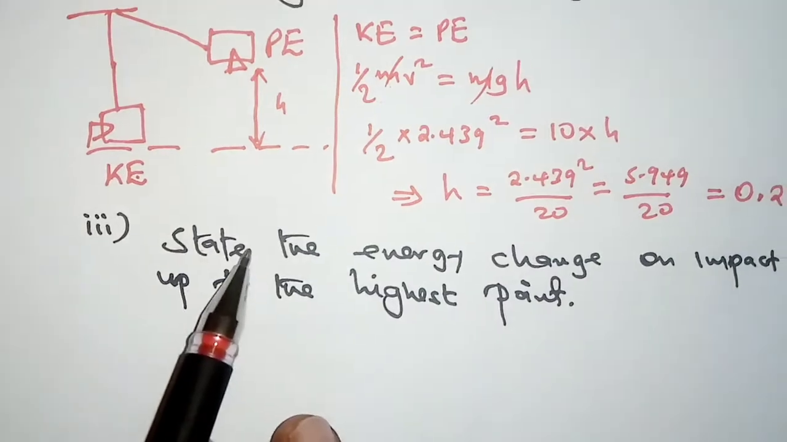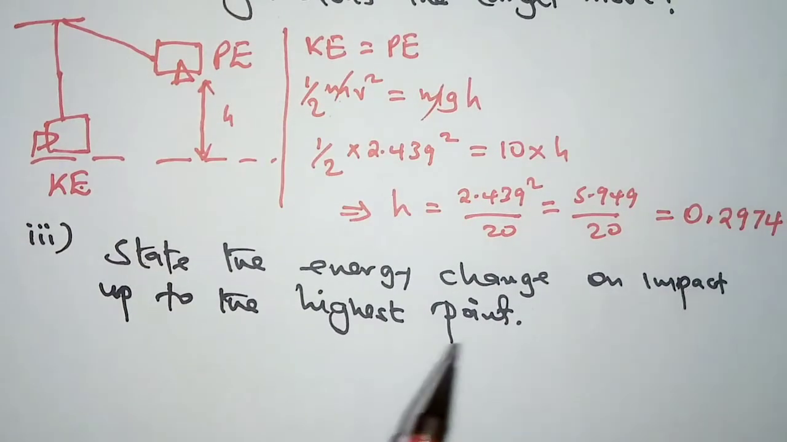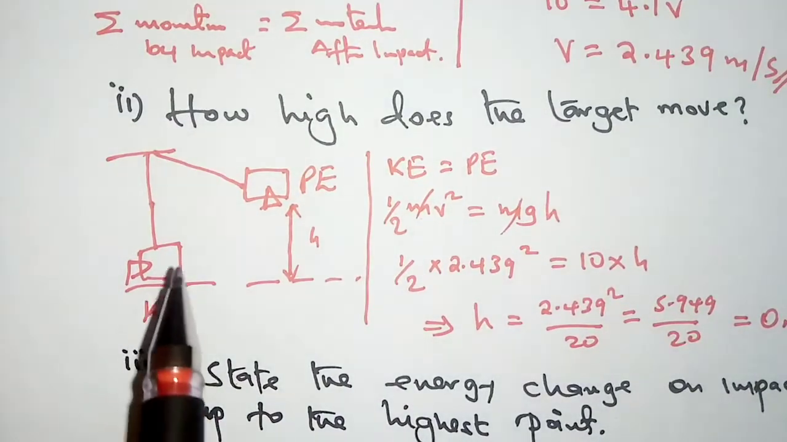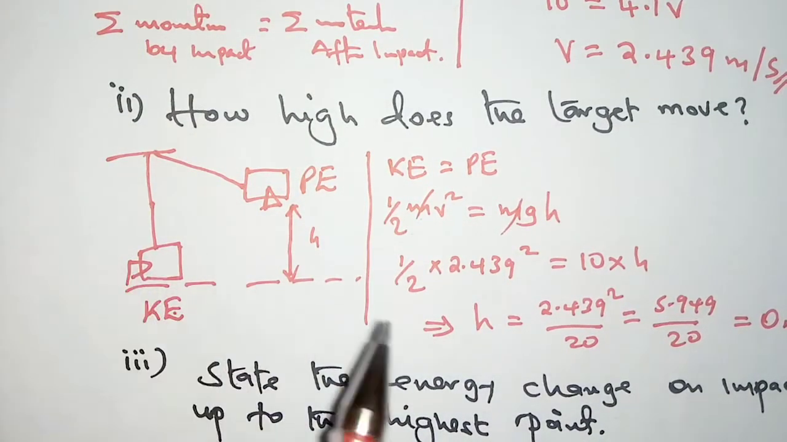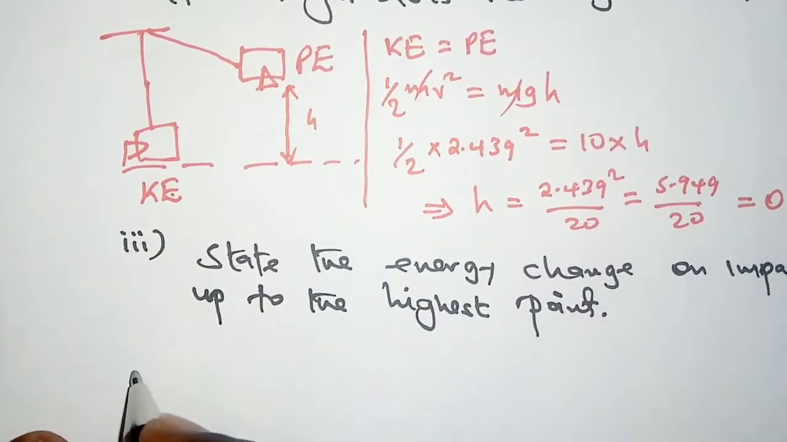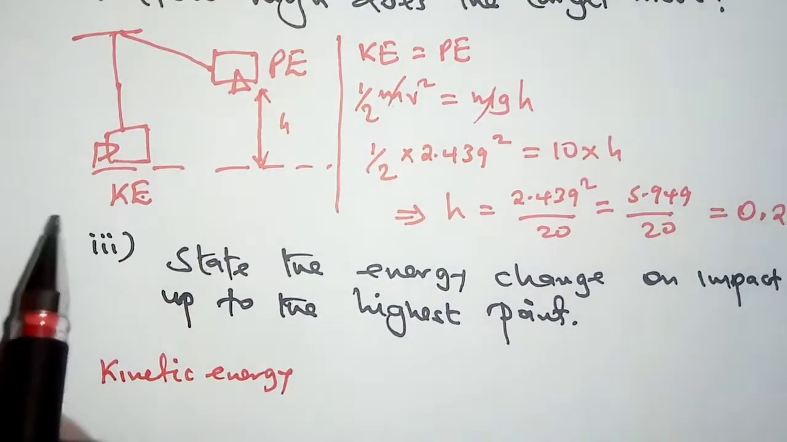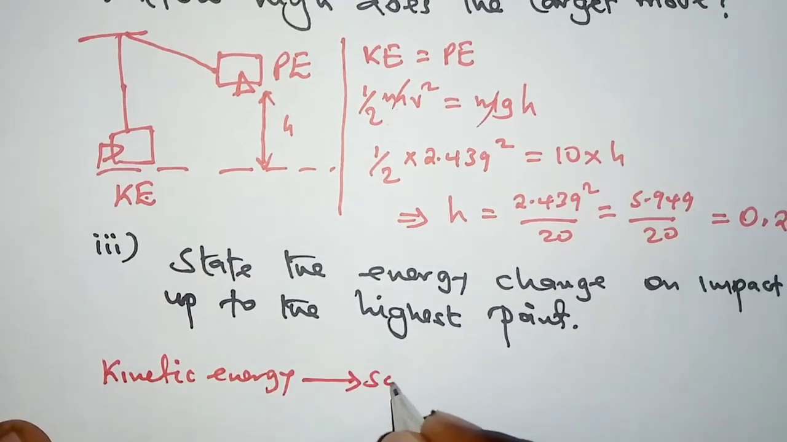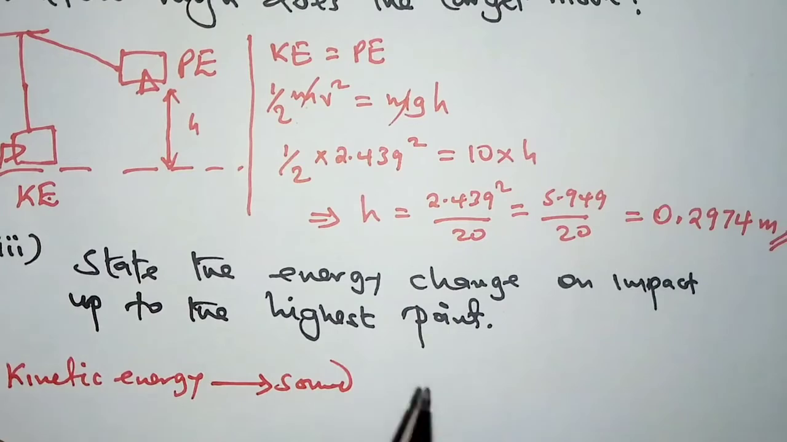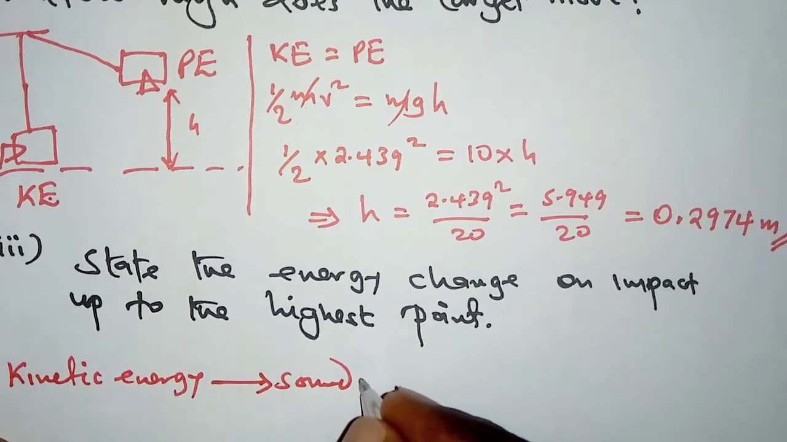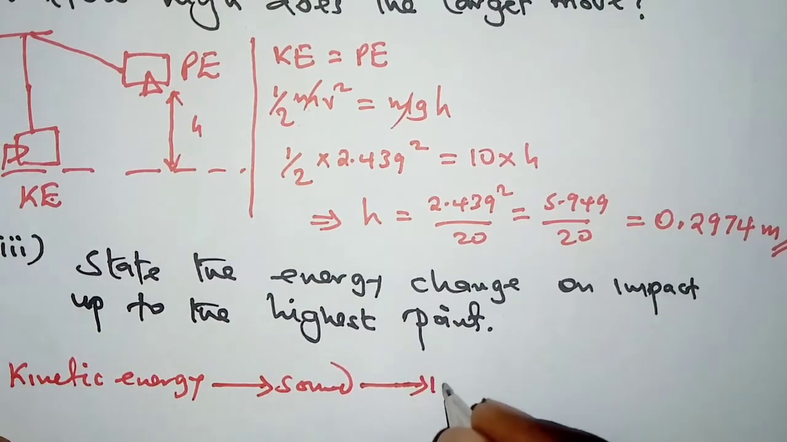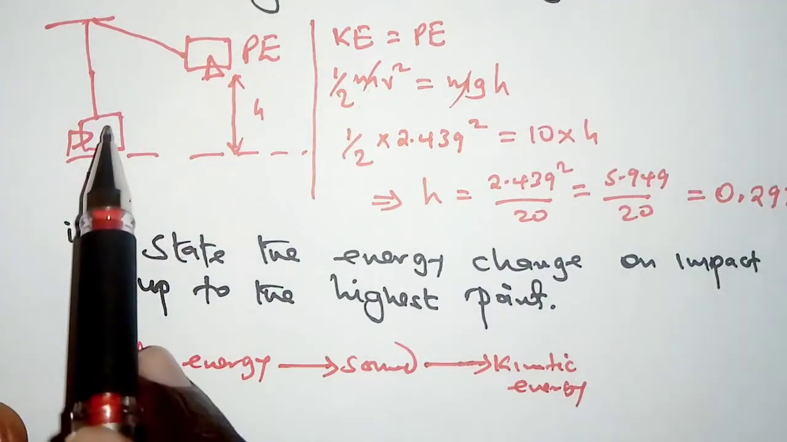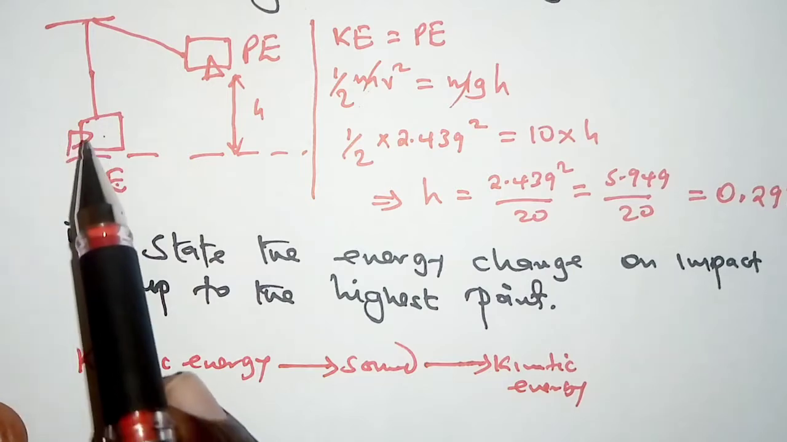For Roman 3, state the energy changes on the impact up to the highest point. So on impact, we had kinetic energy converted into sound, which must have been produced. So we have sound, and besides the sound, after that we have kinetic energy, because after the impact both the block and the bullet began to move together.